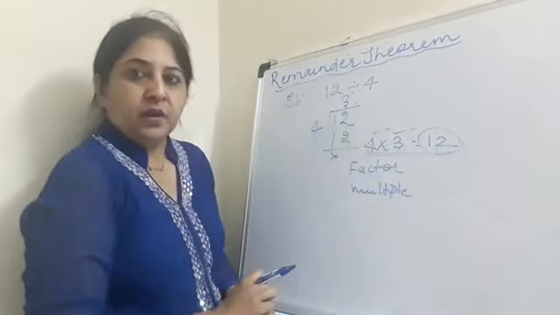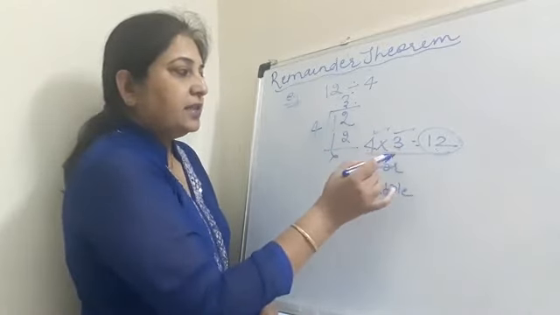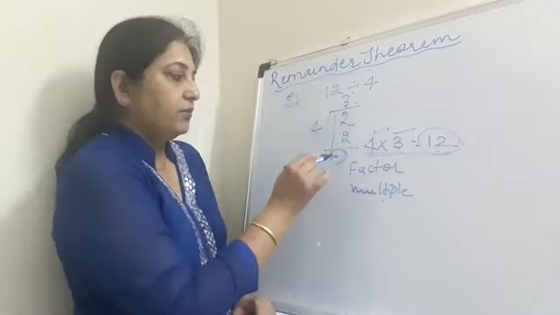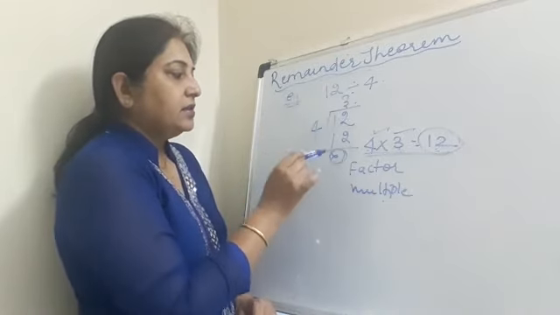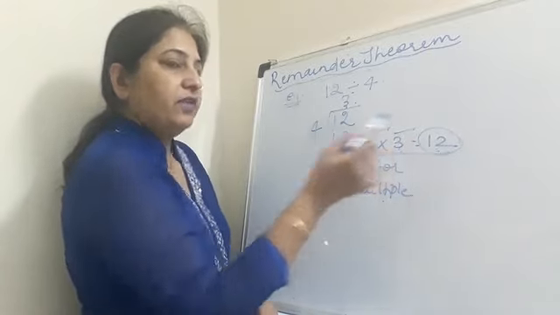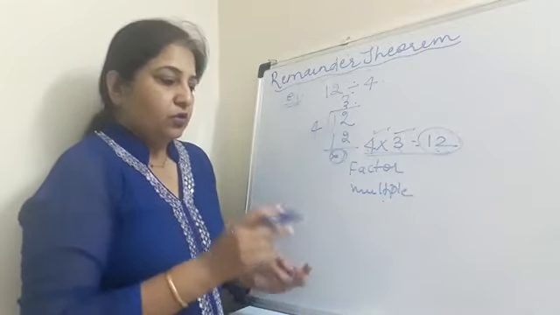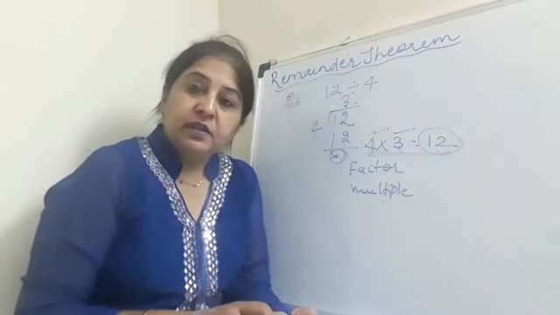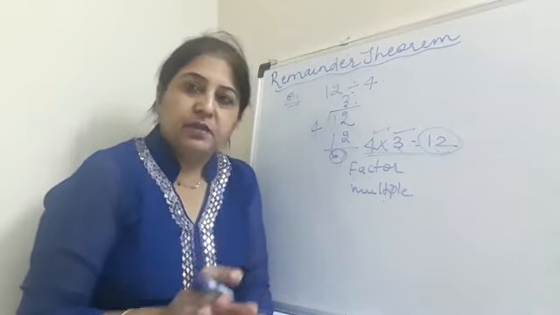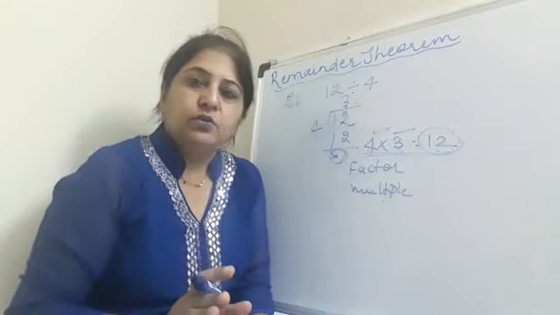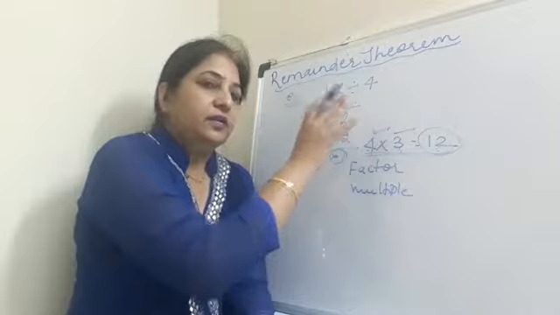Okay, I repeat, 4 and 3 are factors of 12 and 12 is the multiple of 4 and 3. We will write a number as a factor only when we get here the remainder 0. You have to keep in mind, when the remainder is 0, then only that number is the factor of the given number. Right? So you know what is remainder, quotient, dividend, factor, multiple. All these terms you have already done before. So now we are going to start with what is the remainder theorem.